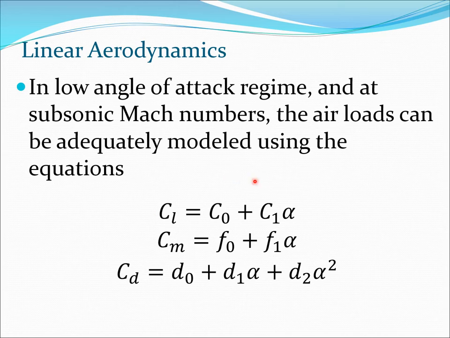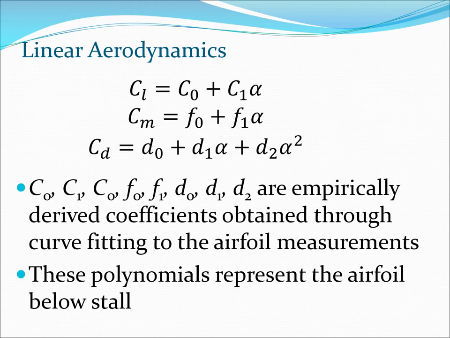So for example, if you take a look at CL, you can clearly see this is a linear model. Essentially, the lift curve slope is given by C1. So CM is also a linear model here, and CD is somewhat of a non-linear model because you are letting this D2 term also be there. Now, this kind of model is valid at subsonic Mach numbers. You can calculate the air loads to a reasonable level by using these type of equations. And these are very frequently used in textbooks and so on, or in closed form solutions in various situations.